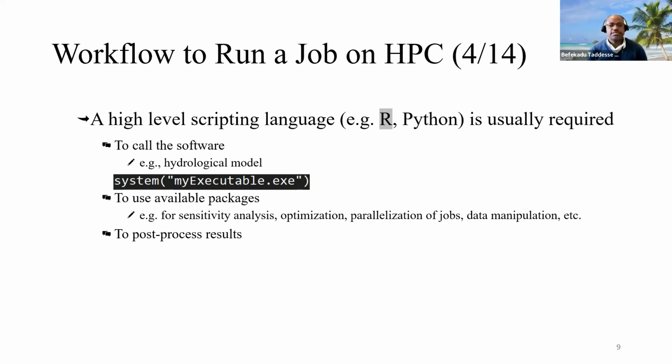The reason why we usually use high-level programming languages is the fact that it makes life easy concerning pre-processing, post-processing, calling applications, and so on. So for instance, if you are running a hydrological modeling job, you might want to edit your parameter file before you start running the application. So you can do that very easily using R or Python. I particularly use R. Then after I make change to my parameter file, I can call the application using the system command in brackets and quotation mark. If I provide the name of the executable, and if I'm in the right directory, it actually launches the application.